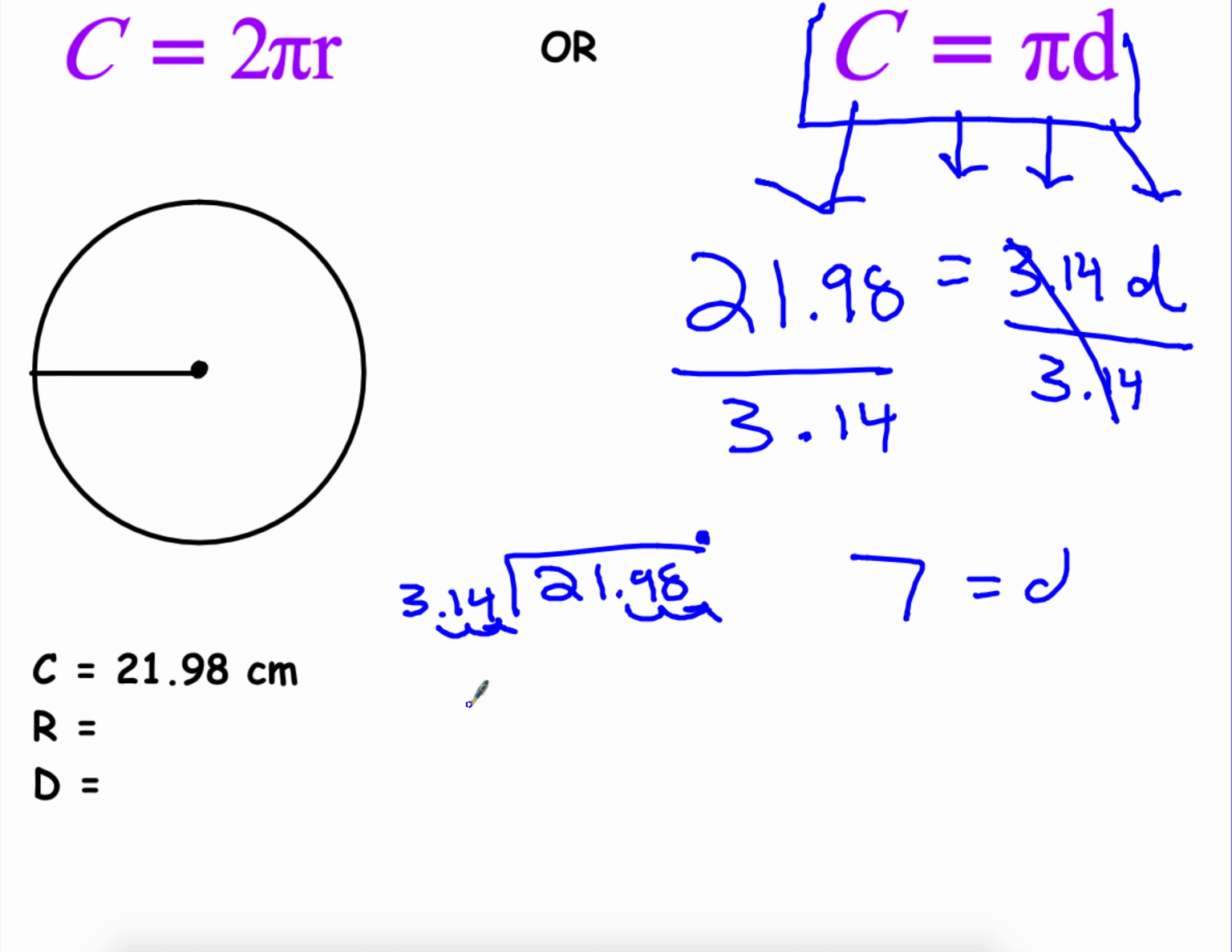So my diameter is 7. And once I find my diameter, I can divide that by 2 to get my radius. And that's it. When you have the circumference and you're looking for the diameter or the radius, you're really just going to end up dividing your circumference by 3.14, and that will give you your diameter, and then you can find your radius from there.